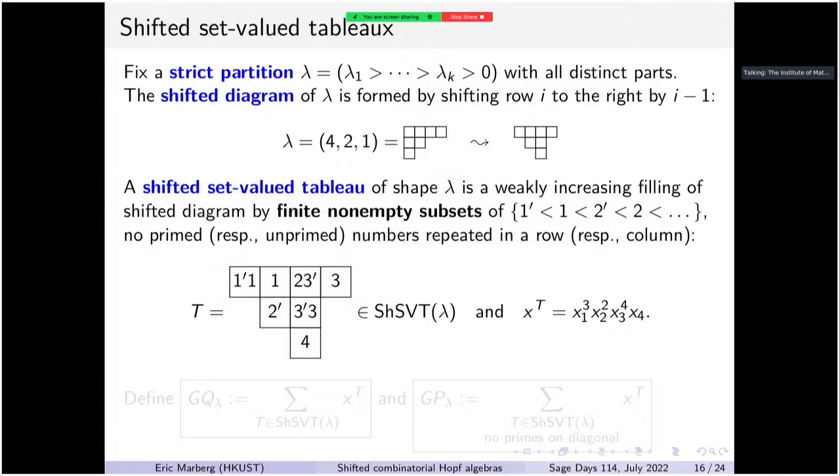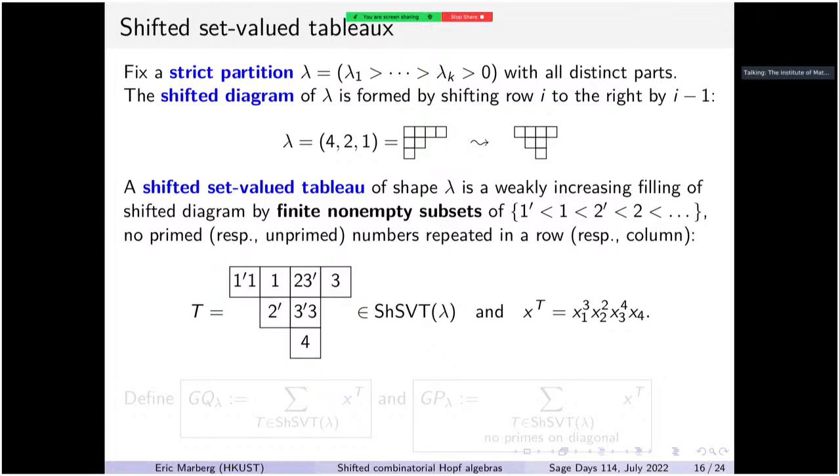They have to be weakly increasing again, in the sense that the maximum element of one box is at most the minimum element of the next box. And then we have these conditions about repetition. So there can be no primed number repeated in a row, and there can be no unprimed number repeated in a column. So we can have 1 repeated in these 2 places, and we can have 3 prime repeated here, but we couldn't have a 3 in this box and a 3 in this box.